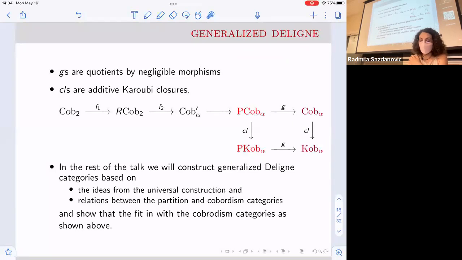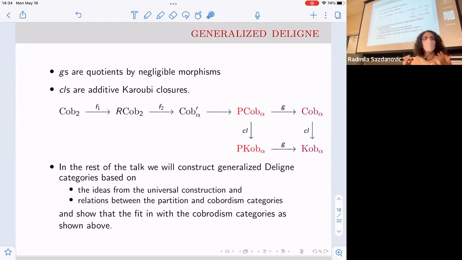I just want to point out that these vertical maps are just taking the Karoubi closures, and these two maps are just taking quotients by negligible morphisms. So again, you can see how this idea from the universal construction gets paired with this approach to get the partition and cobordism categories.